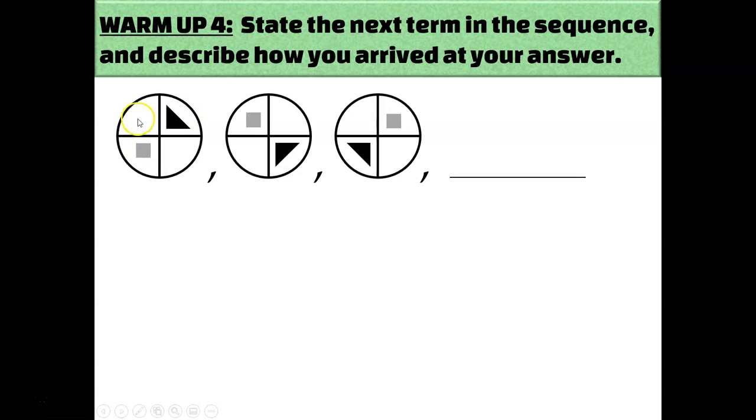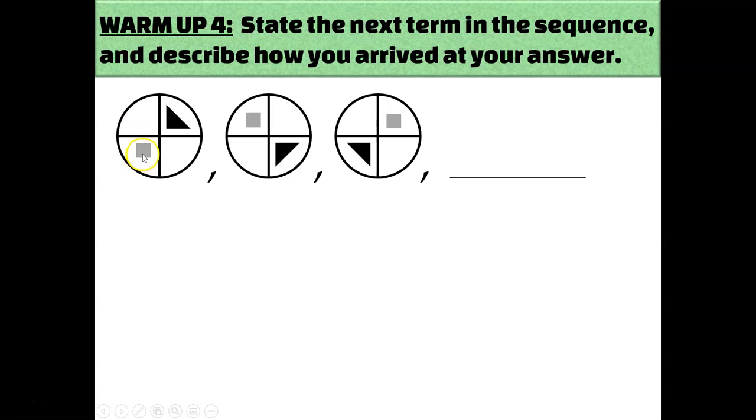I just have to figure out which quarter of the pie it's going to end up in. Well, let's just track it one at a time. The black triangle started in the top right corner, and then it moved to the bottom right corner, and then to the bottom left corner. It's almost like it's rotating. It started in top right, then it went to bottom right, then it went to bottom left. So I think in my answer I'm going to end up with a black triangle in the top left corner.